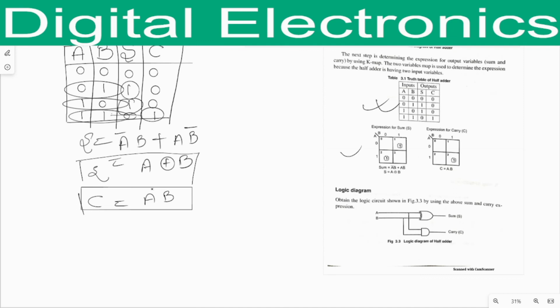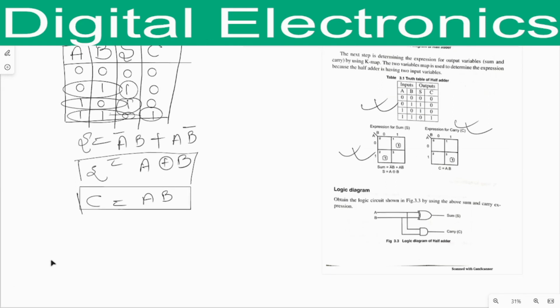We can also use a Karnaugh map for simplification, but it isn't needed here because the Boolean expression is very small, so we don't need a Karnaugh map or any other method of simplification, isn't it? Last, by using these equations, we can implement the logic diagram.